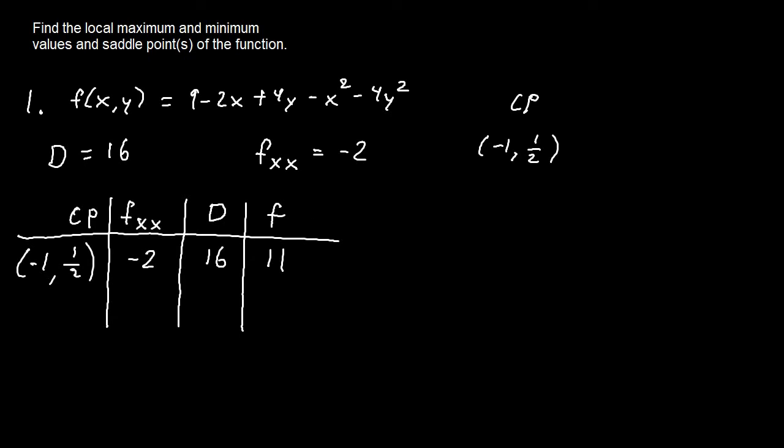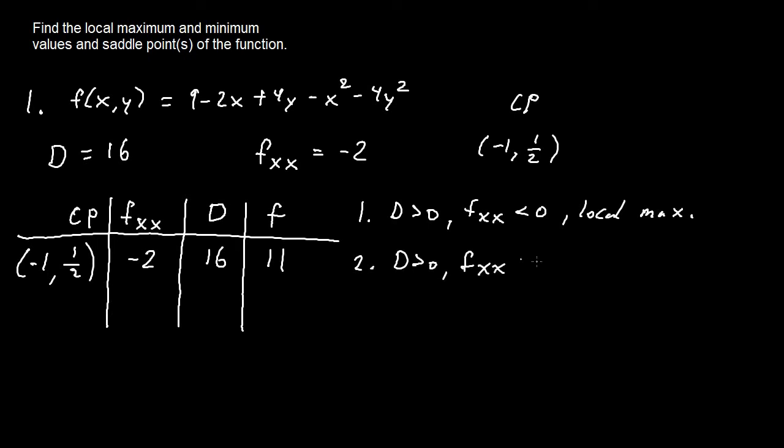So the next thing we have to do is use this chart to apply what is known as the second derivative test. And for the second derivative test, there are 4 different rules here. So the first rule is if the value of d is greater than 0 and f sub double x is less than 0, this tells us that we have a local maximum at that critical point. Now for the second rule, if d is also greater than 0, but this time f sub double x is greater than 0, this tells us that we have a local minimum value at that critical point.